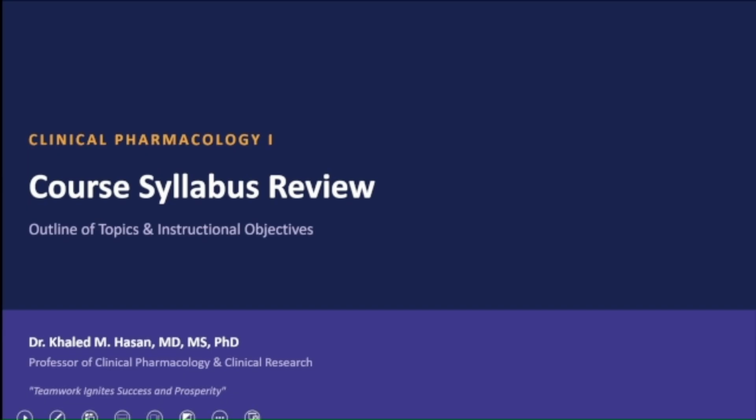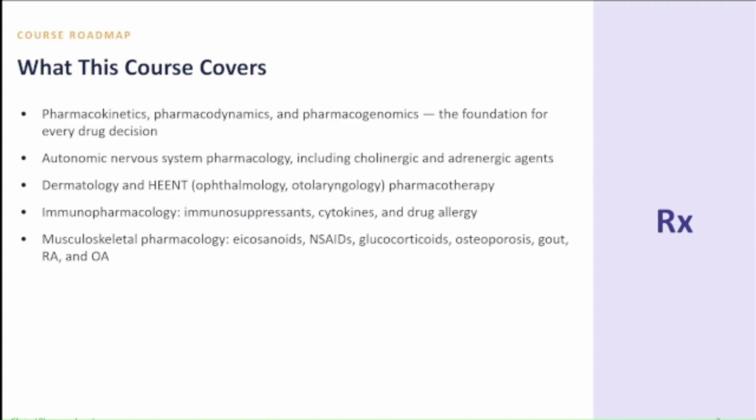I am Dr. Khalid Hassan, Professor of Clinical Pharmacology and Clinical Research. In this course, we are going to cover the pharmacokinetic, pharmacodynamic, pharmacogenomic, the foundation of every drug decision. Then we are going to speak about the autonomic nervous system. So the first one, kinetic, dynamic, pharmacogenomic. The second one will be autonomic nervous system pharmacology.